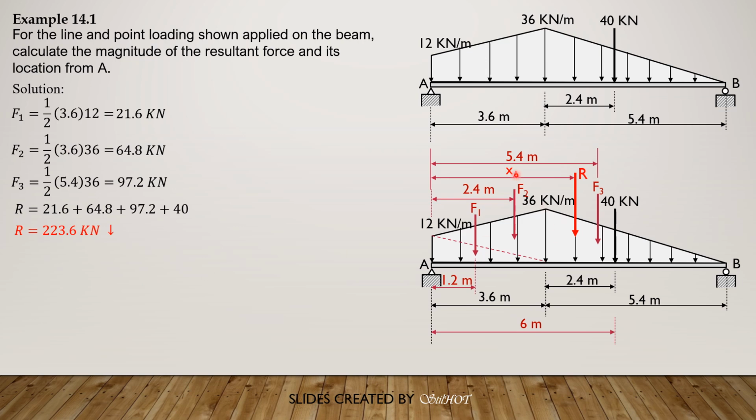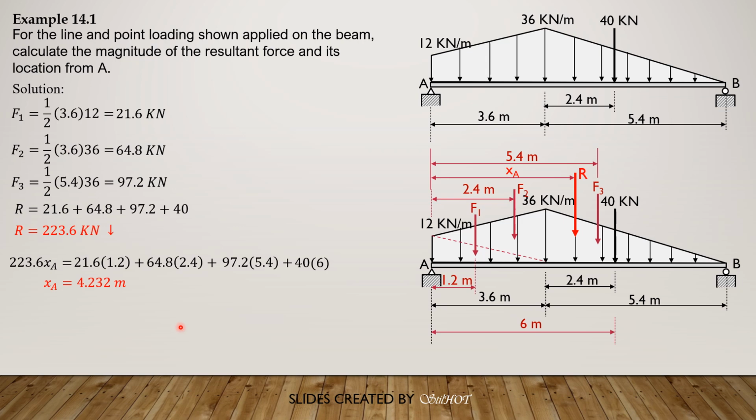Then we apply Varignon's theorem to locate that single resultant force from the left. So that is R times XA, or 223.6 times XA, is equal to F1, 21.6 times 1.2, plus F2, 64.8 times 2.4, plus F3, 97.2 times 5.4, then lastly plus 40 times 6. Solving for XA, XA is 4.232 meters.